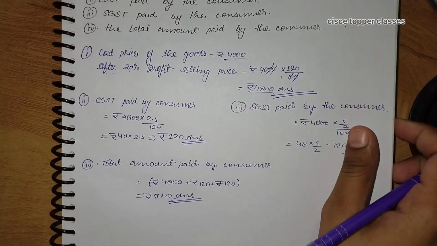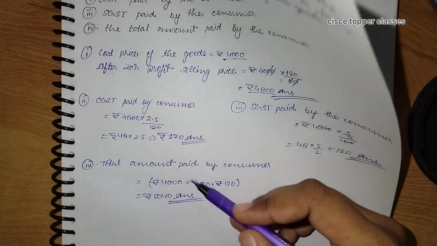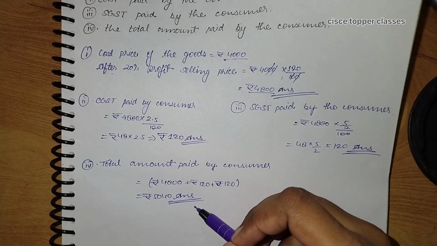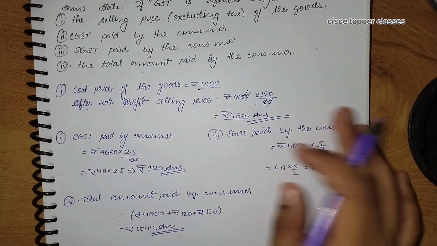Now, the fourth part, we have to find the total amount paid by the consumer, which will be the selling price plus CGST plus SGST. So it will be 5,040. So this is the final answer of question number 2 here, and this is the solution of this question.